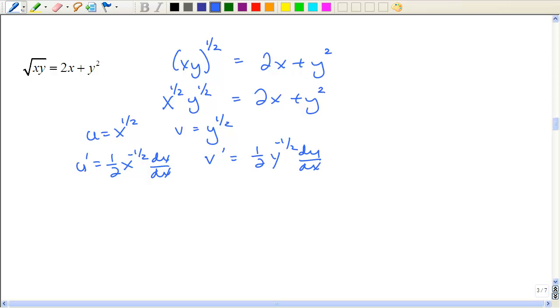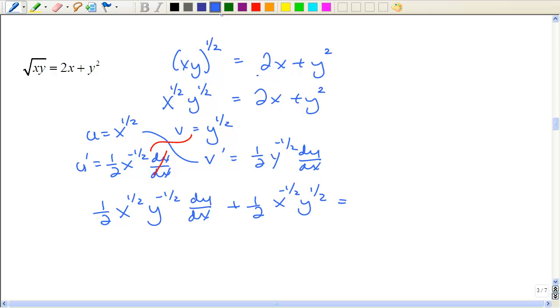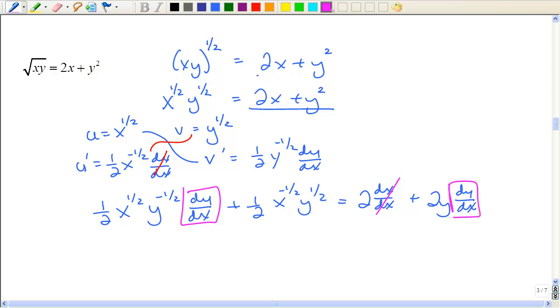Okay, so using the product rule, I've got those multiplied together. And that's going to be 1. I'll multiply that together. I'm going to come up here to the rest of the problem and take the derivative. Okay, and I know that is 1. So let's see, where have I got dy dx? I've got dy dx here and here.